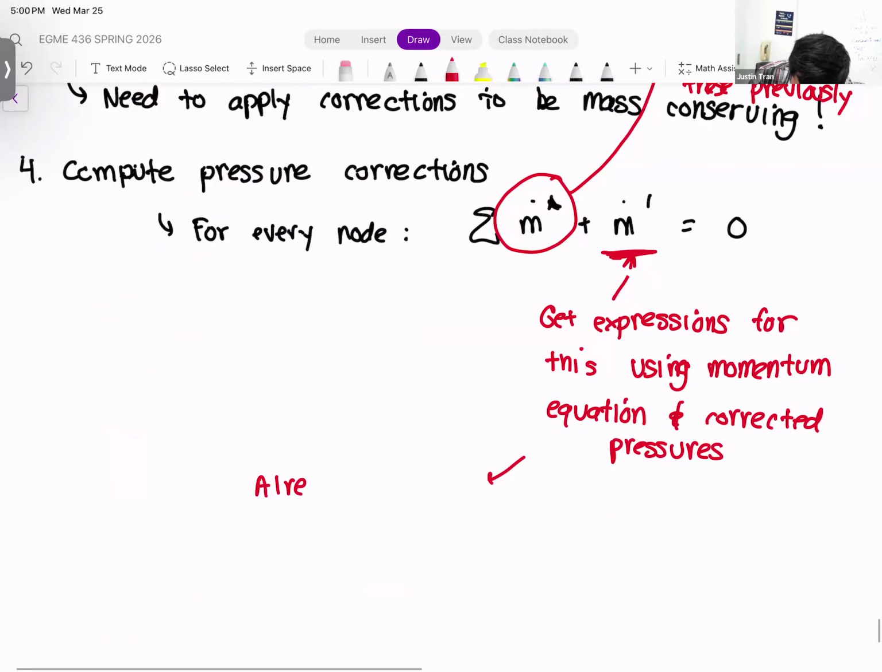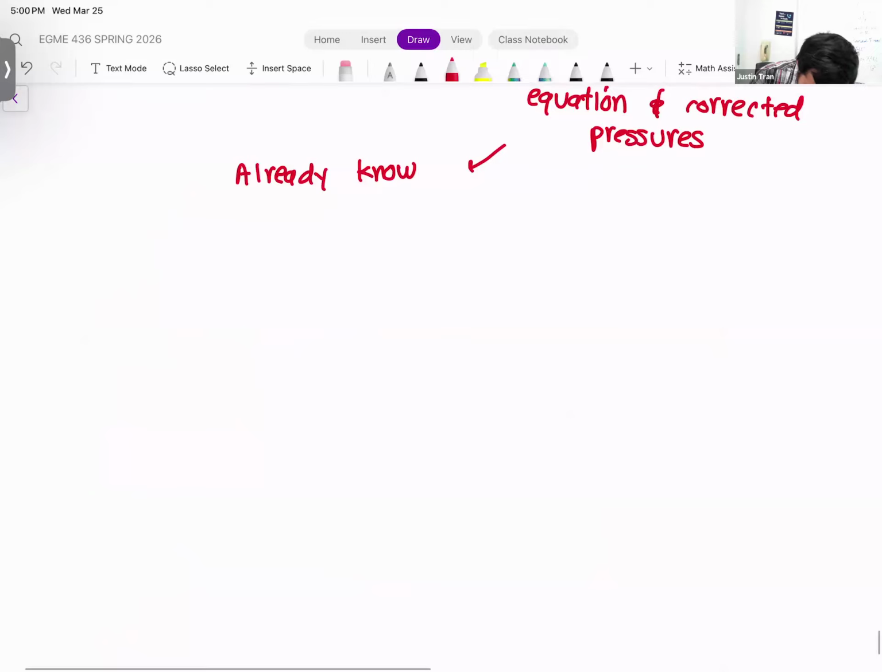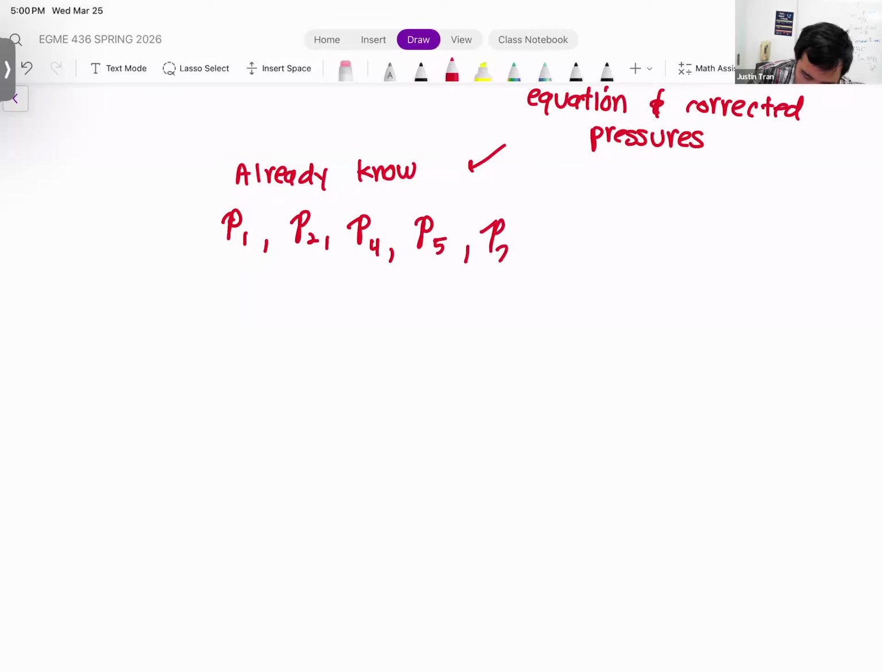So we already know P1, P2, P4, P5, P7, and P9, right? And so for these pressures that we already know, no correction is needed.